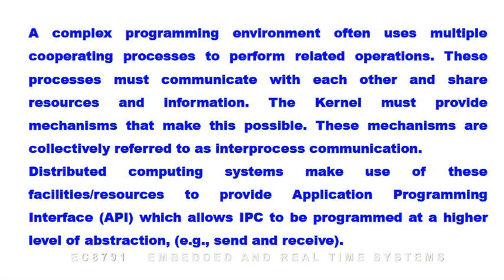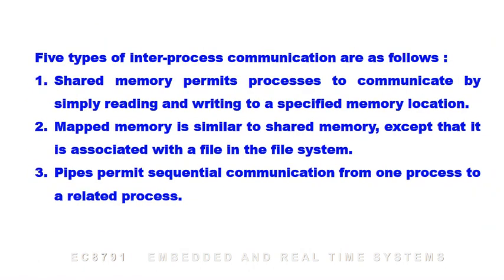Distributed computing systems make use of these facilities or resources to provide an application programming interface which allows IPC to be programmed at a higher level of abstraction. Five types of interprocess communication are as follows.